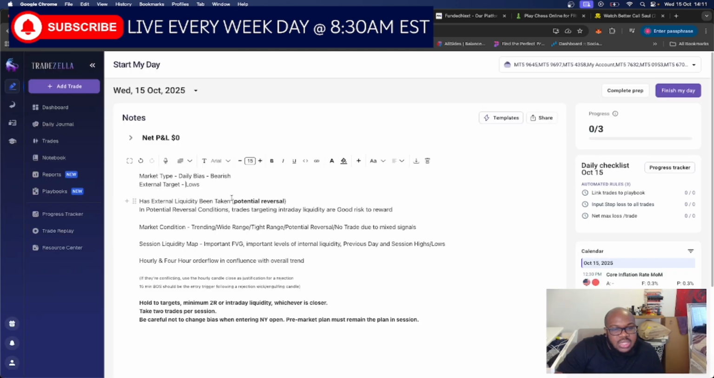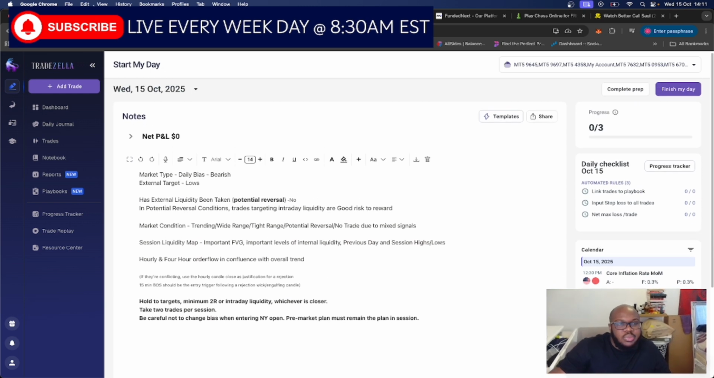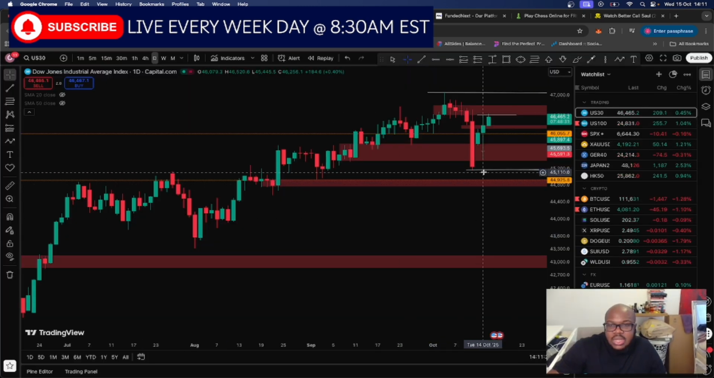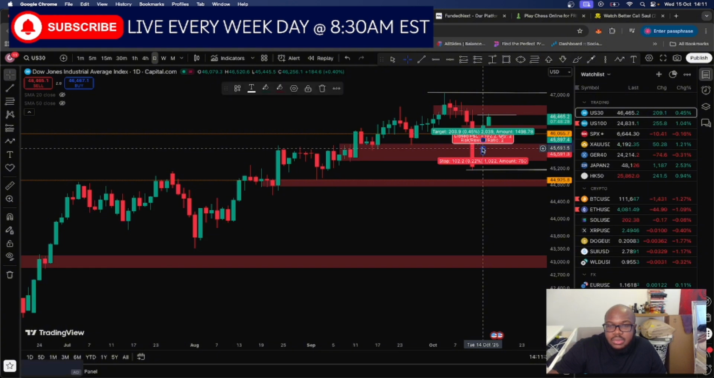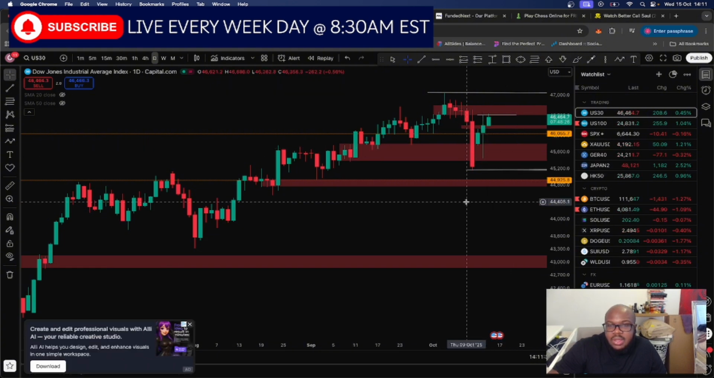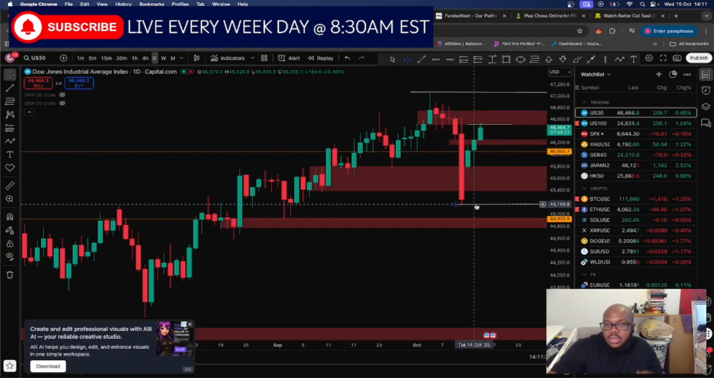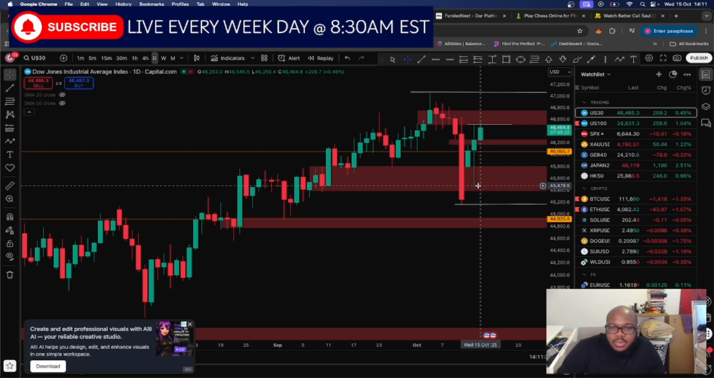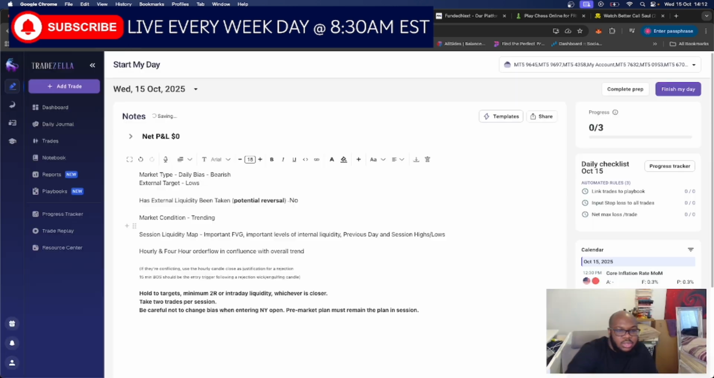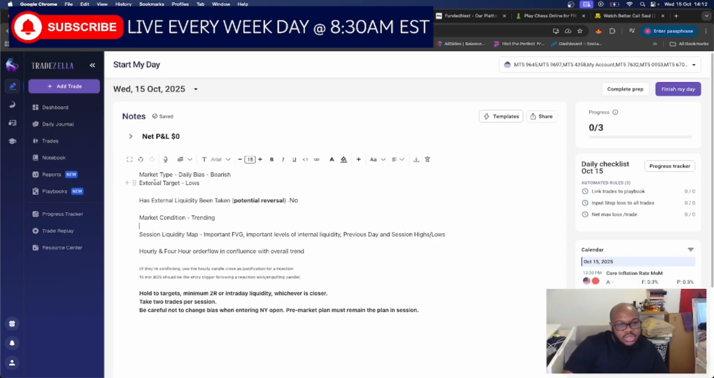Has external liquidity been taken? No, it has not. The reason we know external liquidity has not been taken is because it's down here. And when we did come down yesterday, we held our level of demand. So now we can see that we've got a build-up of liquidity at this level and around here. So now we know that our bias is bearish. We're targeting external lows. External liquidity has not yet been taken, so we can still target external liquidity, and we're in a trending market condition.